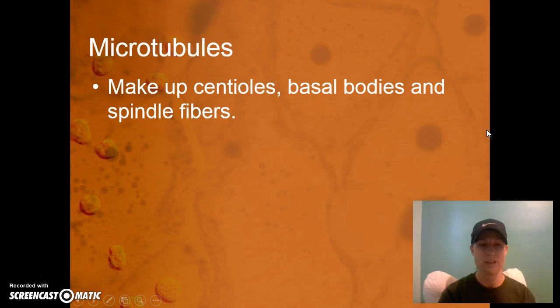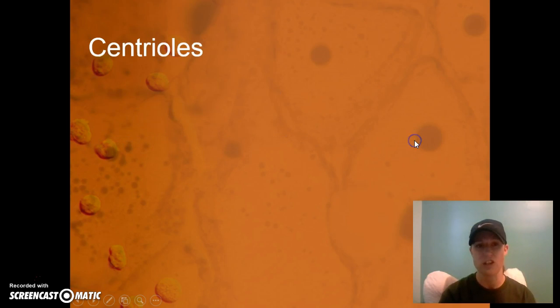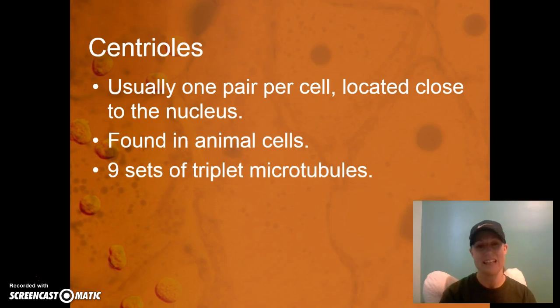So microtubules here, they make up centrioles, basal bodies, and spindle fibers. The other thing that they form is cilia and flagella. So let's take a look at centrioles first. Centrioles, usually one pair per cell. It's located close to the nucleus. They are found in animal cells. 9 sets of triplet microtubules, which I'll show you a picture of in a moment. And they help in cell division.